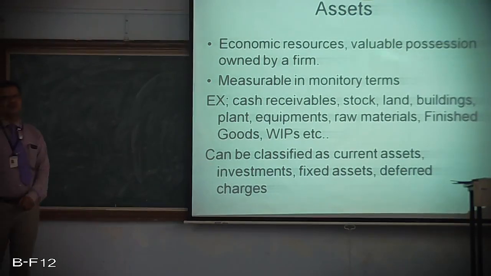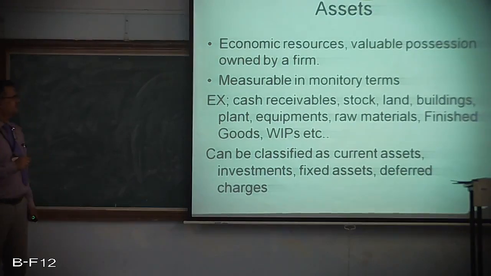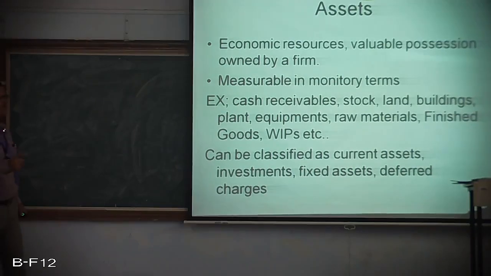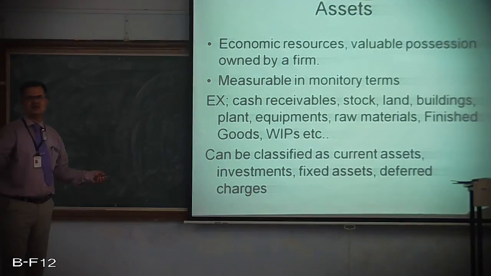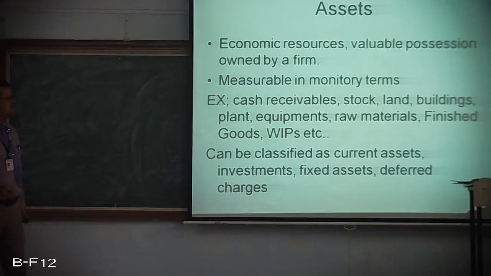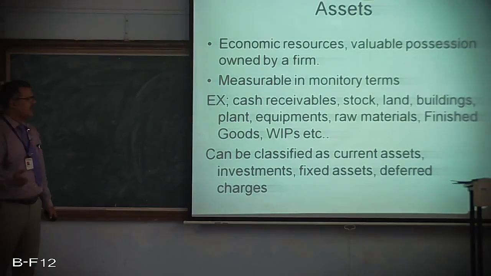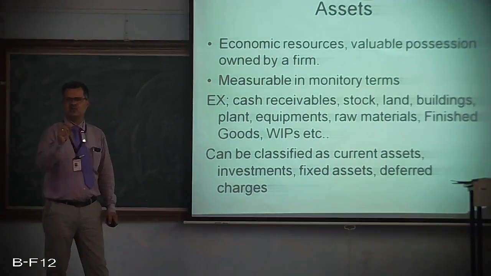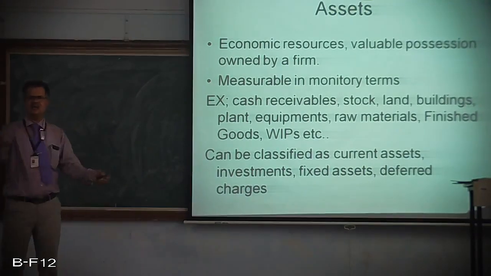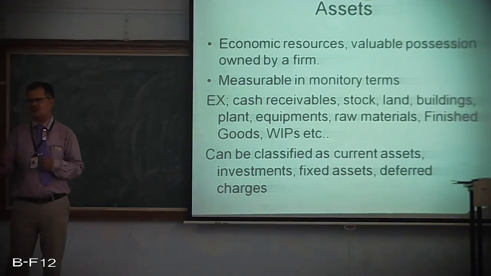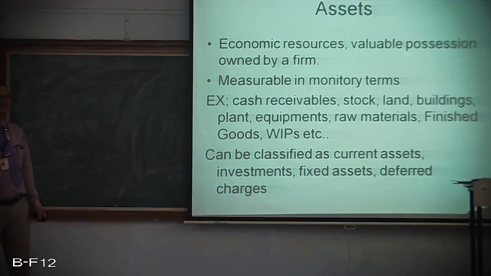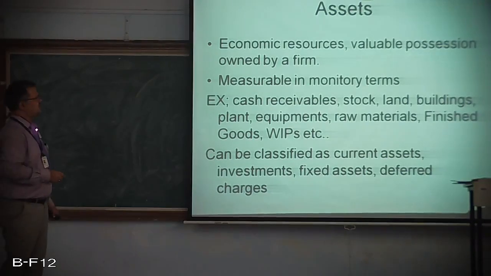For example, cash, receivables, stock, that is how much inventory they have on hand, and land, that is the land they have for the organization to build on, buildings, plant, equipment, raw materials, finished goods, and WIP, that is work in progress. All these are assets. They can be converted into monetary terms, meaning they can sell them off and get money in turn.